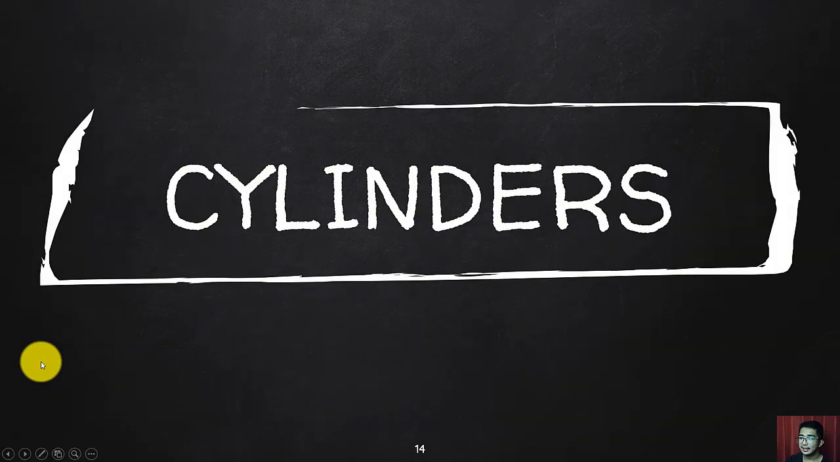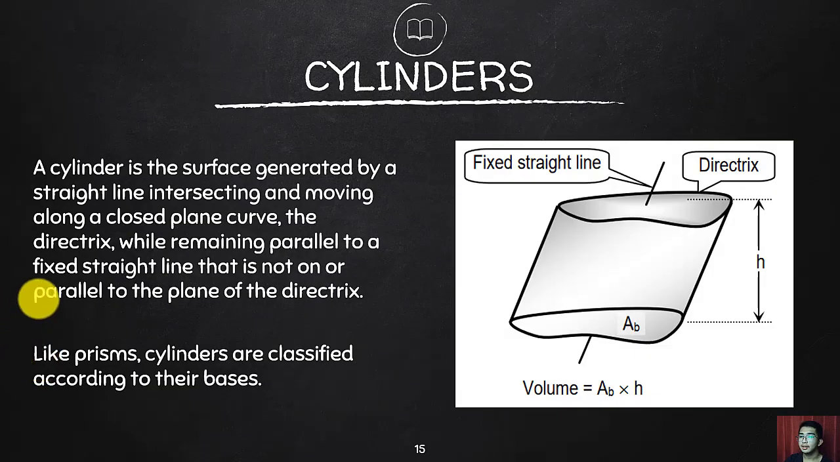Okay. Cylinders. The main shape that might come to your mind is probably a circular or an elliptical or a curved shape. And you are correct. A cylinder is the surface generated by a straight line intersecting and moving along a closed curve, the directrix, while remaining parallel to a fixed straight line that is not on or parallel to the plane of the directrix. Like prisms, cylinders are classified according to their bases.